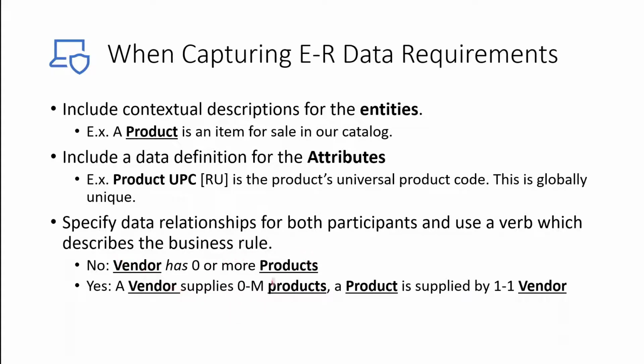So the other thing you want to make sure you do is also do it in both directions. This is not done in both directions. Should be done: Vendor supplies 0 or more products. Product is supplied by one and only one vendor. Make sure you do the cardinality in both directions to complete the business rule.